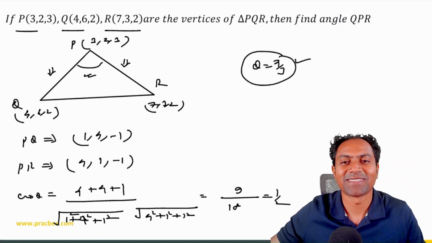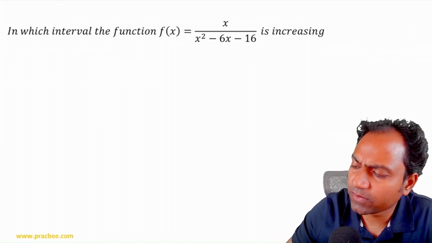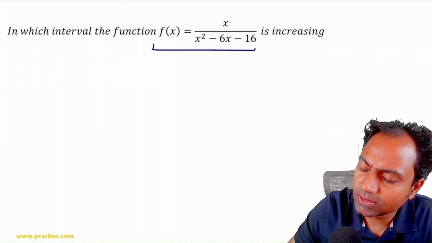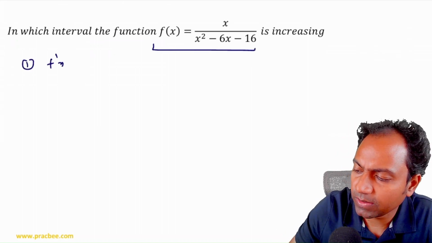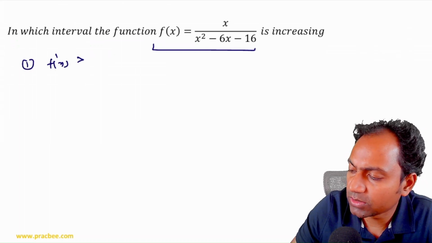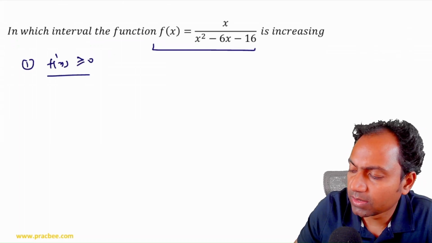So the value of theta here comes out to be nothing but pi by 3. Quite a simple question. Now this question is quite straightforward. They want us to tell in what interval this is increasing. So what we can do is find f dash of x and put this greater than equal to 0. Let us check how this works out.